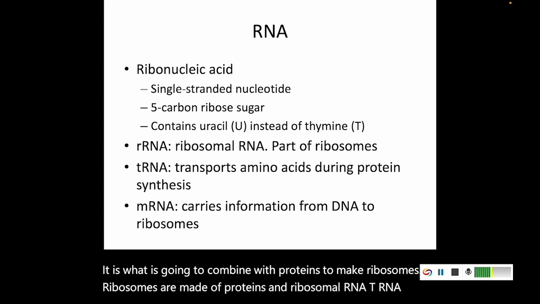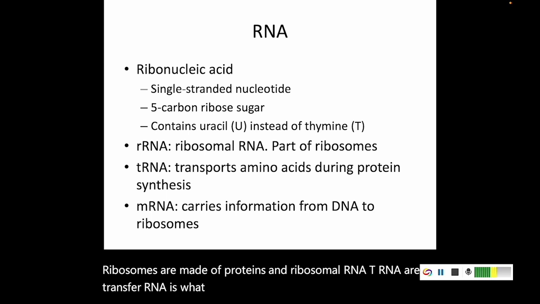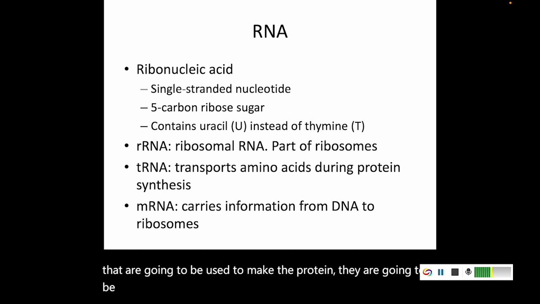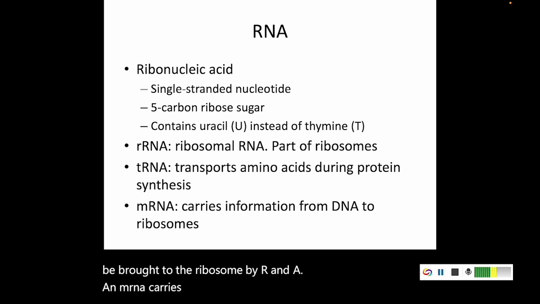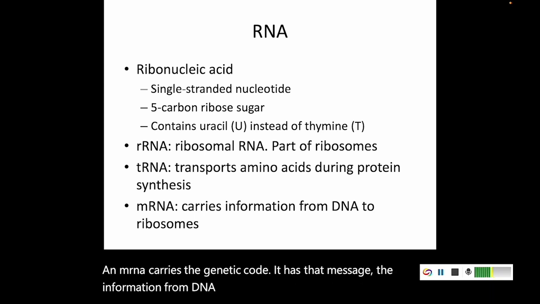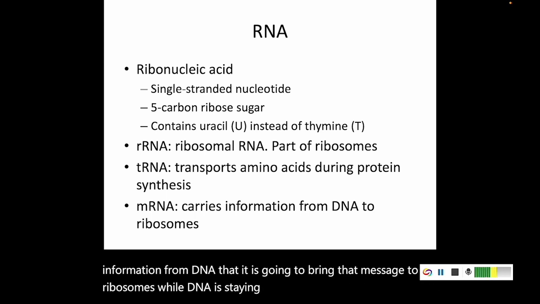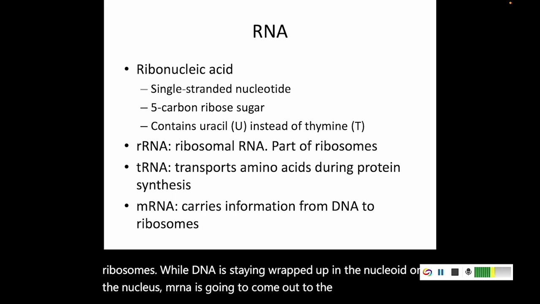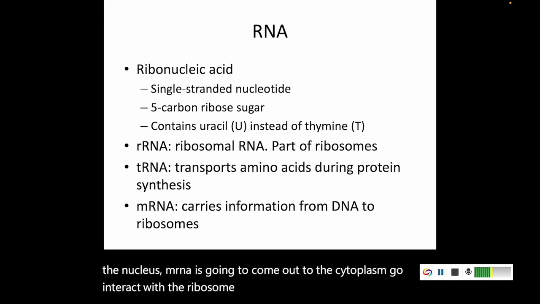tRNA, or transfer RNA, is what will transport amino acids. So the amino acids that are going to be used to make the protein, they're going to be brought to the ribosome by tRNA. And mRNA carries the genetic code. It has that message, the information from DNA, that it is going to bring that message to the ribosomes. While DNA is staying wrapped up in the nucleoid or in the nucleus, mRNA is going to come out to the cytoplasm, go interact with the ribosome, and be used to help make the protein.